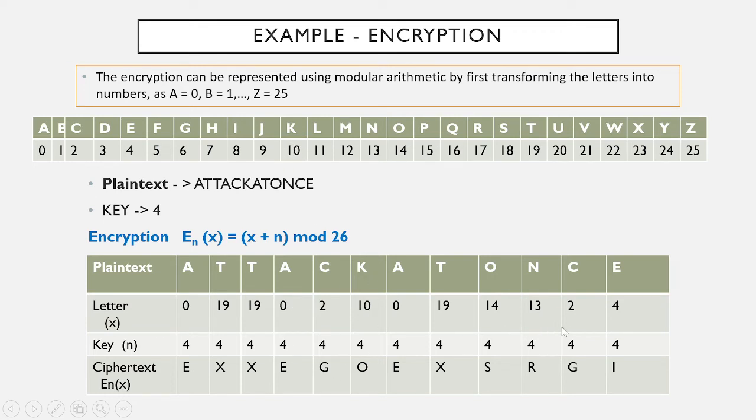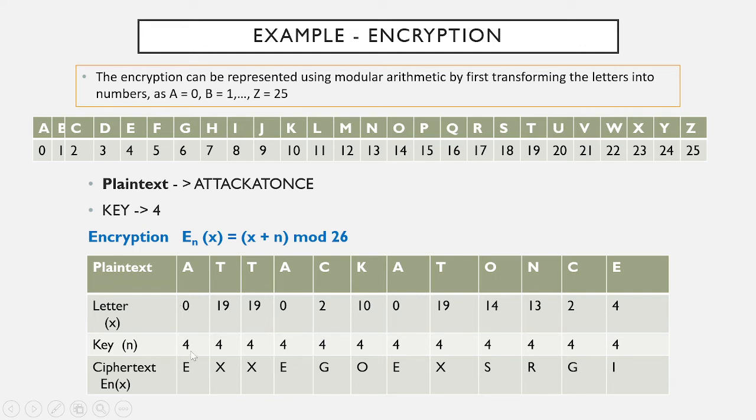It goes on. In the third row, I have written the key. The key chosen here is 4. The key remains the same for all the letters in the plain text. And then we have the ciphertext. So we have to calculate the ciphertext using the formula x plus n mod 26, where x corresponds to the letter and n corresponds to the key. So we just have to add the x value and the n value.